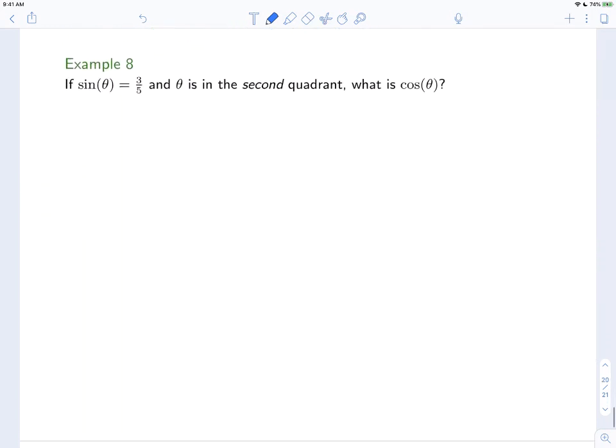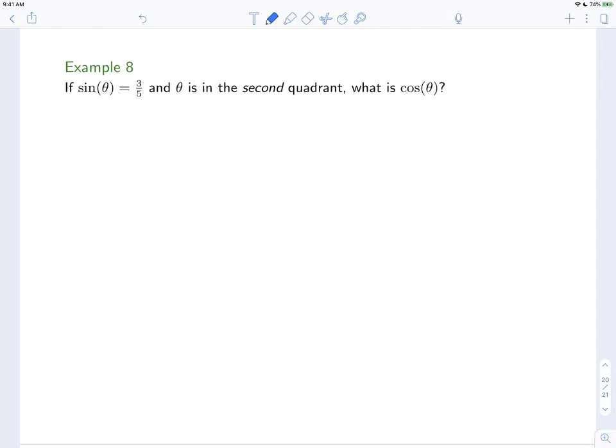Now our next example asks us the same question. If sine of theta is 3 over 5, then what is cosine of theta? But now we're in the second quadrant. So what does that mean? Well, we know the same thing that we knew before. We know that cosine of theta squared plus sine of theta squared, which is 3/5 squared, is equal to 1. That's the same equation as before.